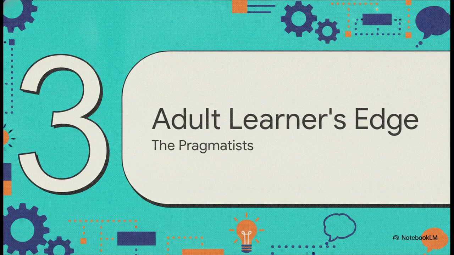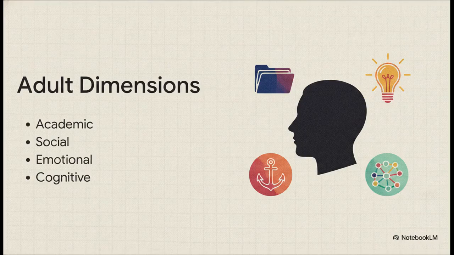Let's transition to section 3, the adult learner's edge, to see how this blueprint evolves into the adult phase of learning, a group we can characterize primarily as the pragmatists. We're looking at those exact same 4 developmental dimensions: academic, social, emotional, and cognitive. But we can clearly see how maturity and prior knowledge completely rewire the educational experience.